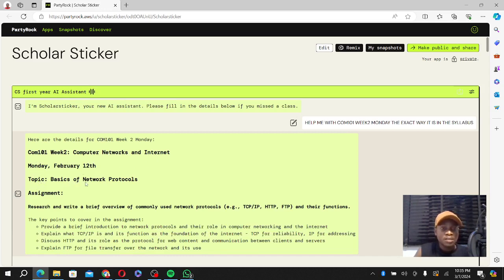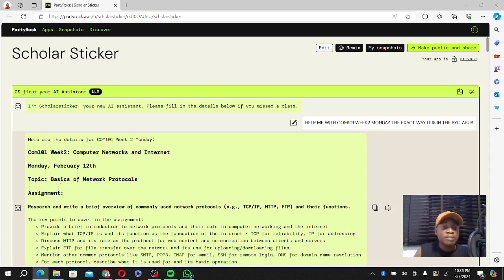Topic: Basics of network protocols. So you can see the assignment is still giving you suggestions. It can help you solve your assignment. So now let's cross check if this is correct using our prompt.